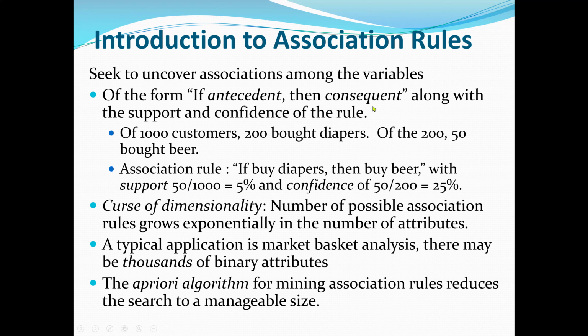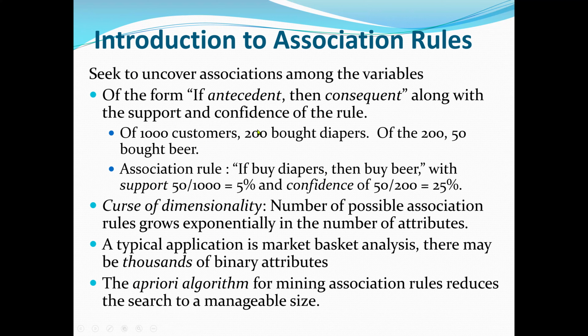Along with the support and confidence of the rule. The support and the confidence of the rule, again, we will go through that in a few minutes, is what we normally use to measure the usefulness of the rule. So if the confidence is very high, it will be 1 or 100%, which means the rule is very strong. If the confidence is 0, that means the rule is very weak, it's not good.